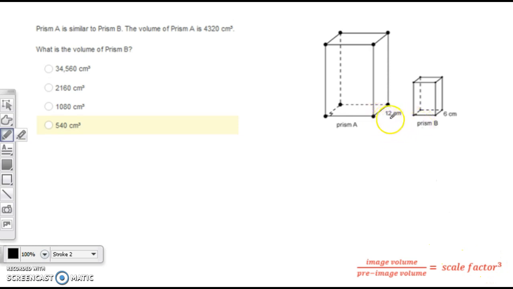If I look at my side lengths here, that side length is 12 and its corresponding side length is 6. So I need to ask myself, how did I get from those two numbers? What is my scale factor? What did I multiply by to get to those numbers? I'm going to label 6 as my pre-image and 12 as my image. To go from 6 to 12, I have to multiply by 2. So my scale factor is going to equal 2.